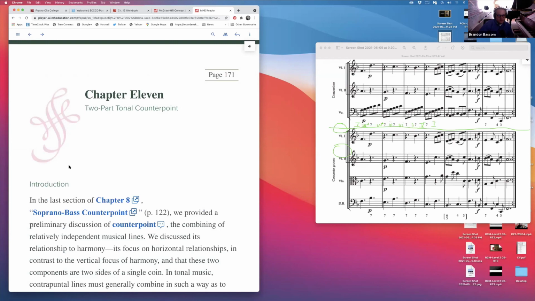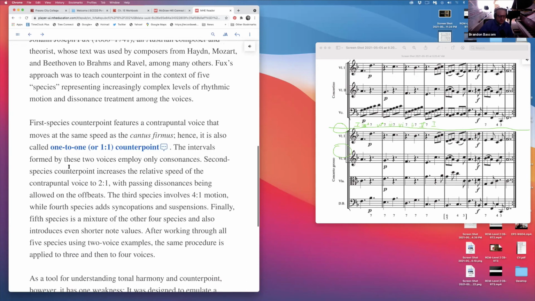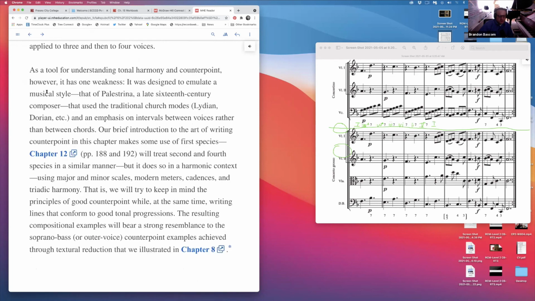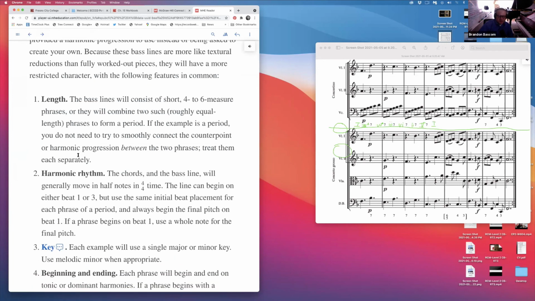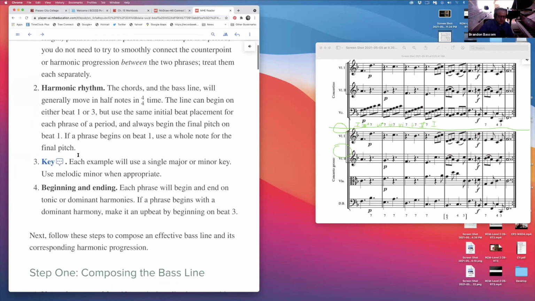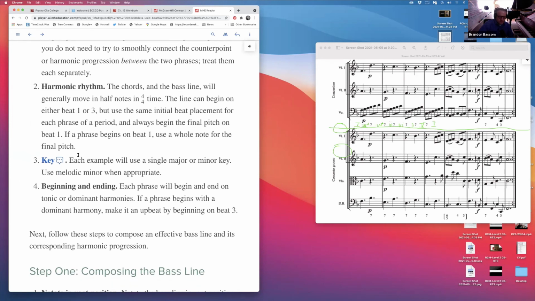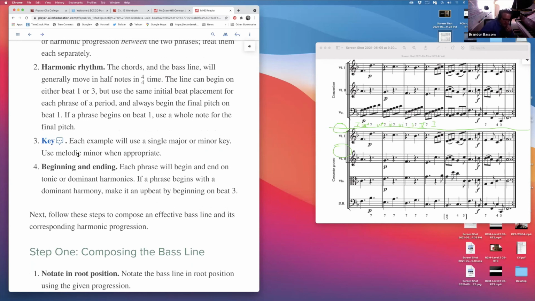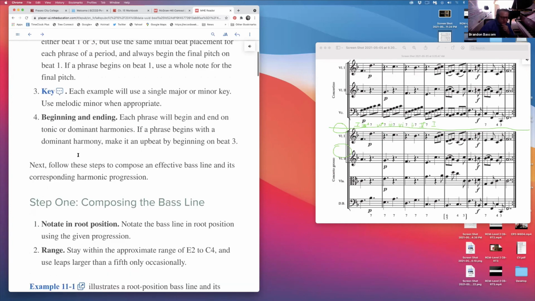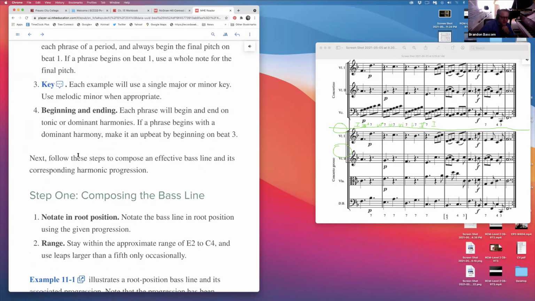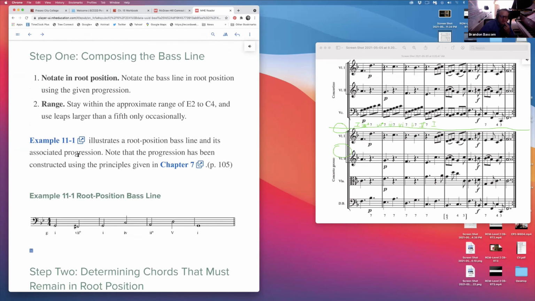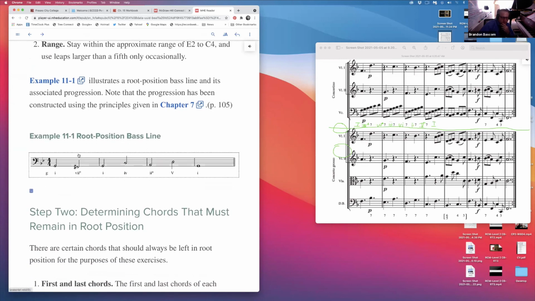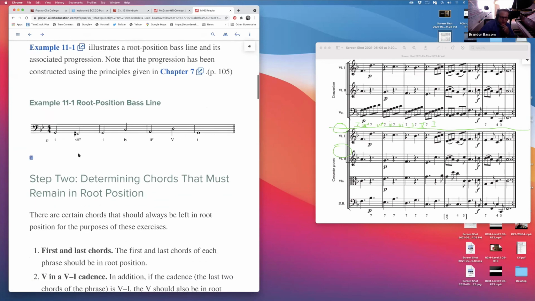All right, chapter 11. We were doing the 1-to-1 counterpoint. They talked about that being called first species. When we were doing this at first, we had a bunch of training wheels on. We were kept to short 4-measure phrases usually. The rhythm is pretty simple. The key, everything had to be in the same key, using melodic minor when possible. Ending and beginning on tonic and dominant harmonies. We had to stay in root position. We had to have a decent range, but not a crazy range. We wanted to have one focal point.